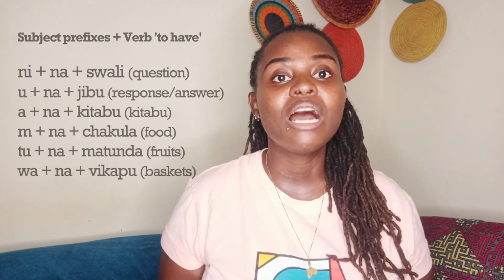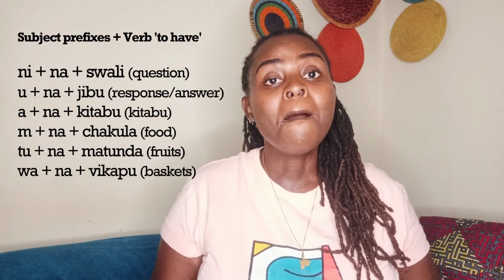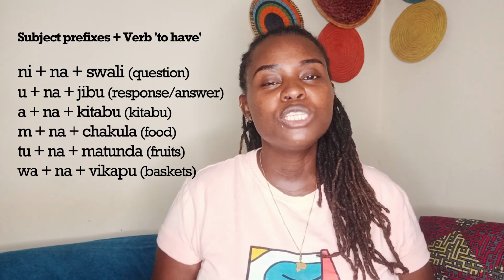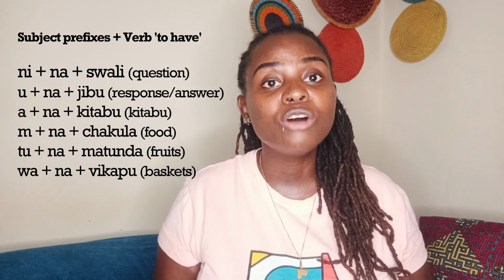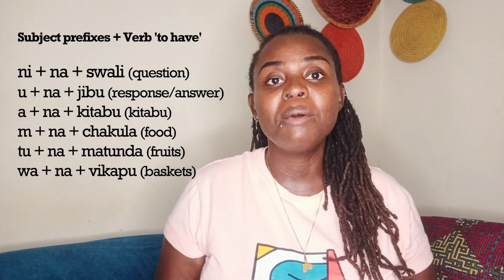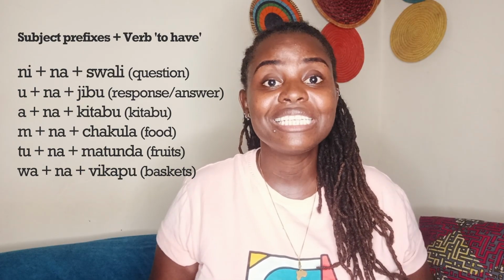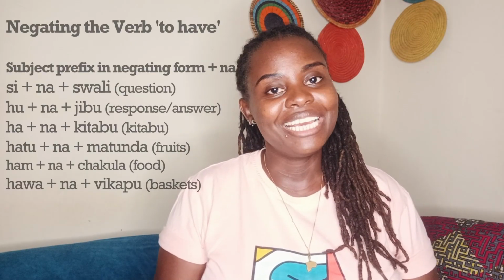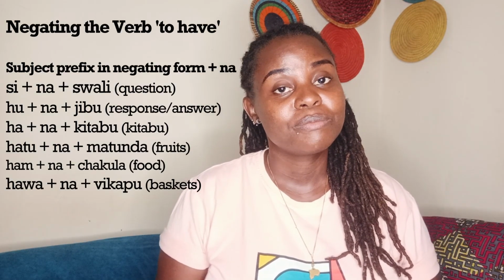Those are two examples of subject prefixes that I have given. You can use all the other subject prefixes when exercising this verb to have. I'm going to list here all the subject prefixes plus the verb to have. This will help you when practicing how to use the verb to have in Swahili. And remember, we are in the present tense. How do we negate the verb to have?